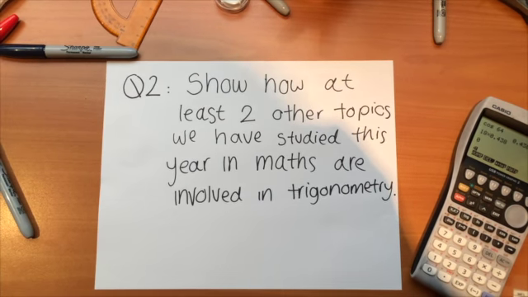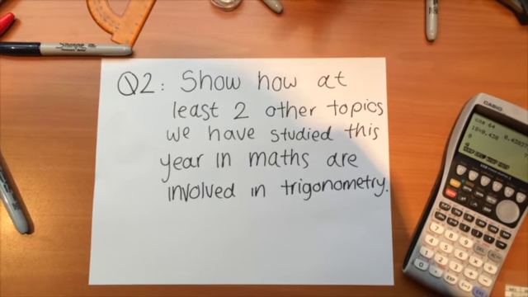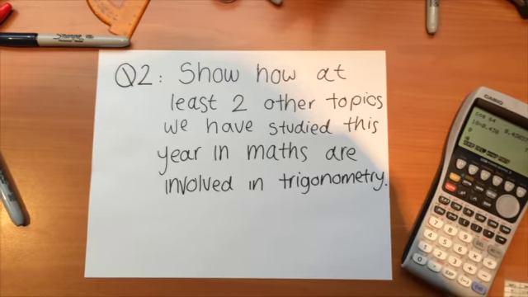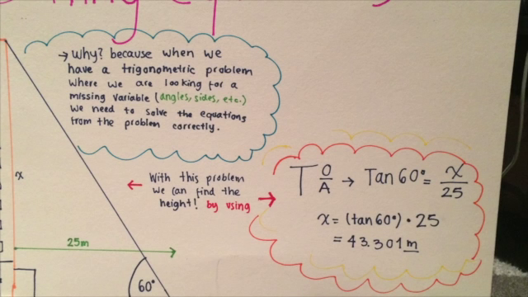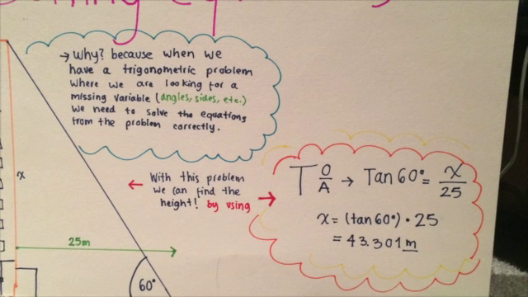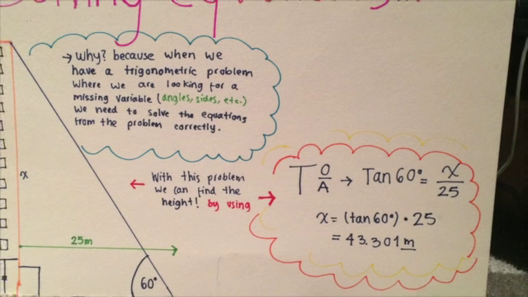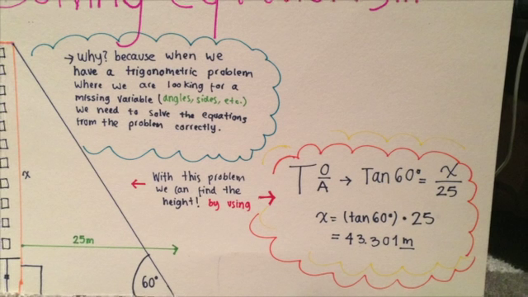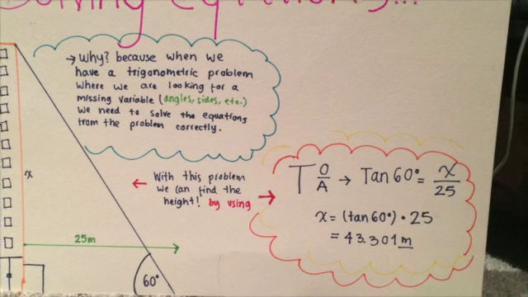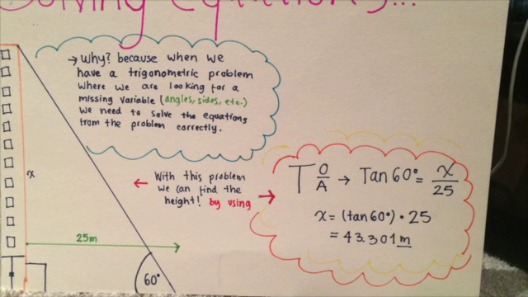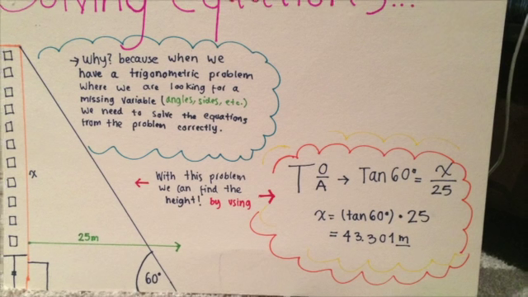Question 2. Show how at least two other topics we have studied this year in maths are involved in trigonometry. One of the topics we've seen this year that involves trigonometry is solving equations, because when we have a trigonometric problem where we are looking for a missing variable like angles, missing sides, etc., we need to solve the equations that come from the problem correctly.